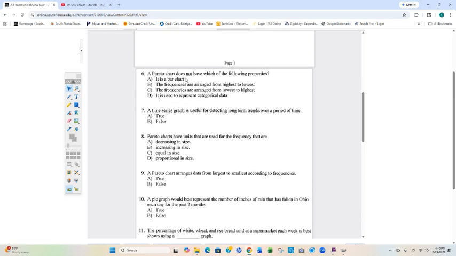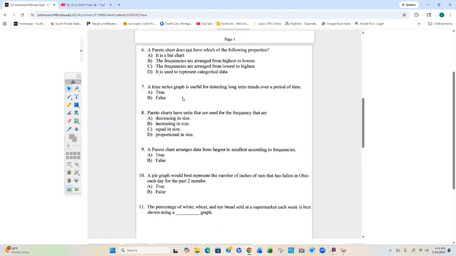Number 6, a Pareto chart does not have which of the following properties? A, it is a bar chart. B, the frequencies are arranged from highest to lowest. C, the frequencies are arranged from lowest to highest. D, it is used to represent categorical data. So pause the video. For number 6, if you answered C, you are correct. It does not arrange from low to high, but all of the others do apply.